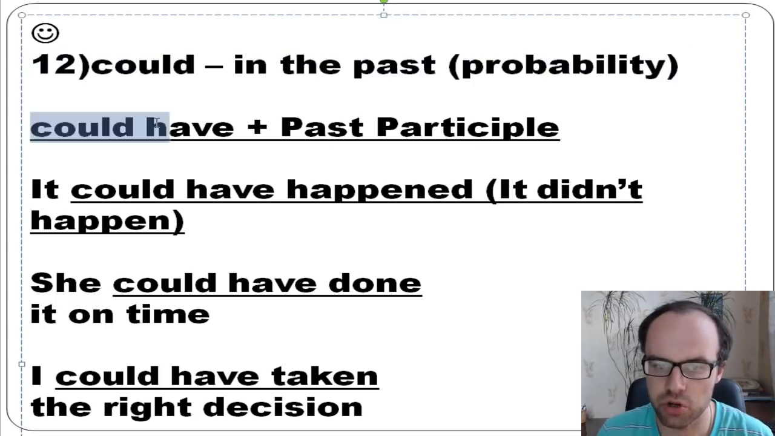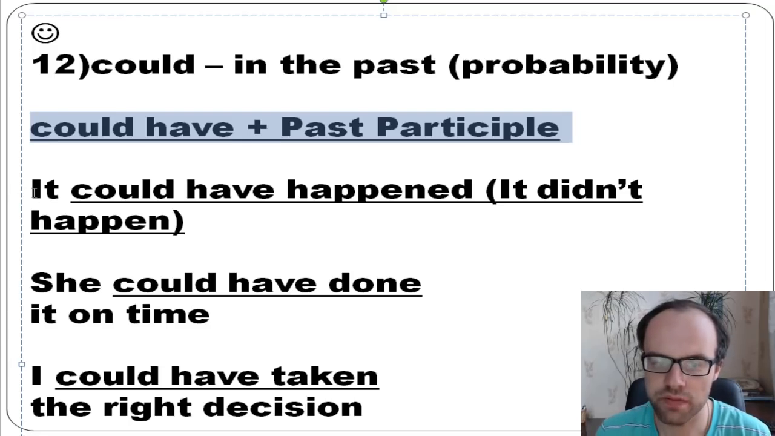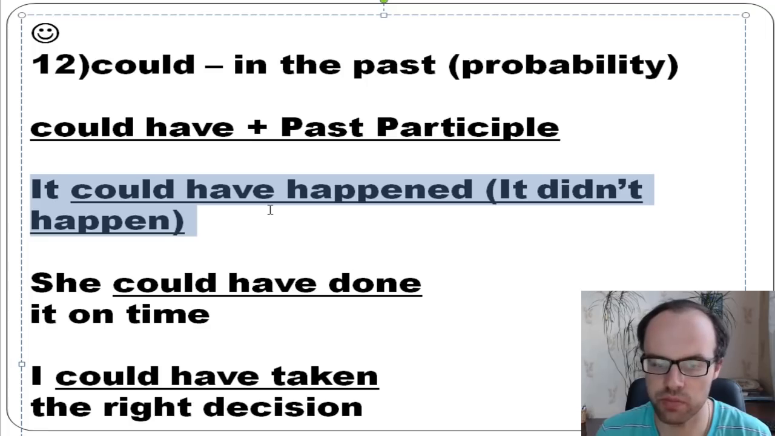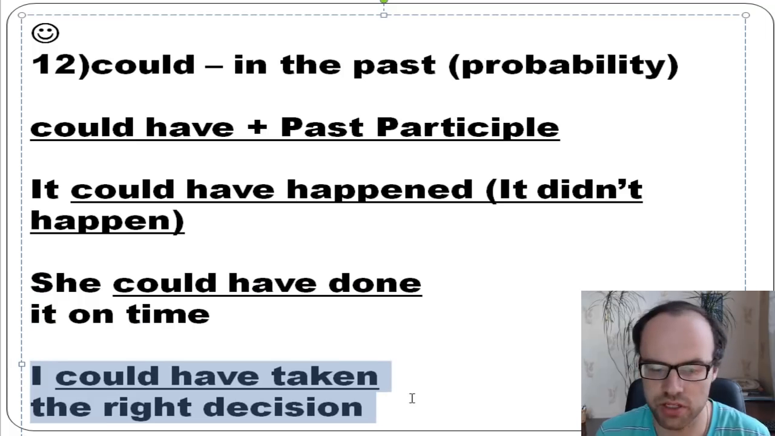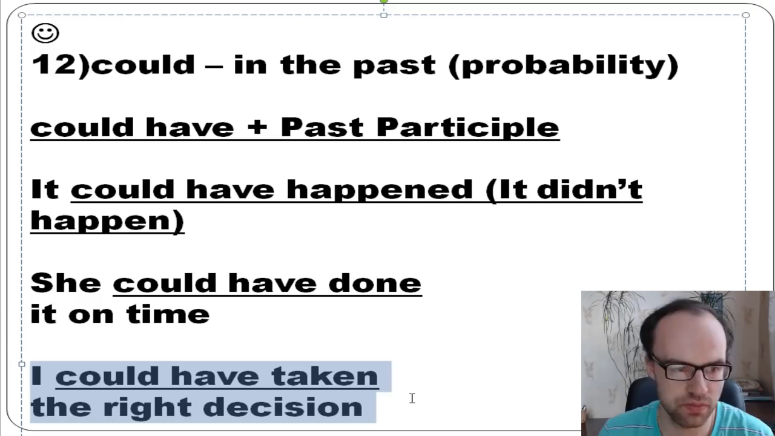Could have plus past participle. It could have happened, but it didn't happen, yeah? She could have done it on time, but she didn't do it on time. I could have taken the right decision, but I didn't take the right decision.